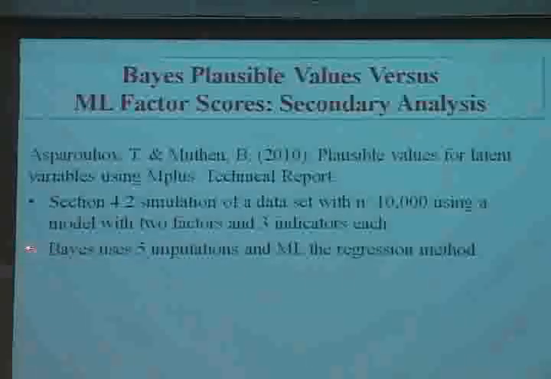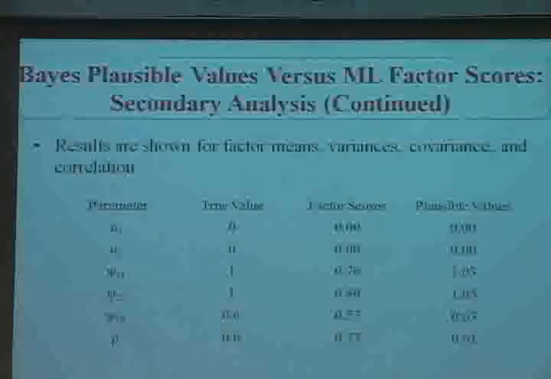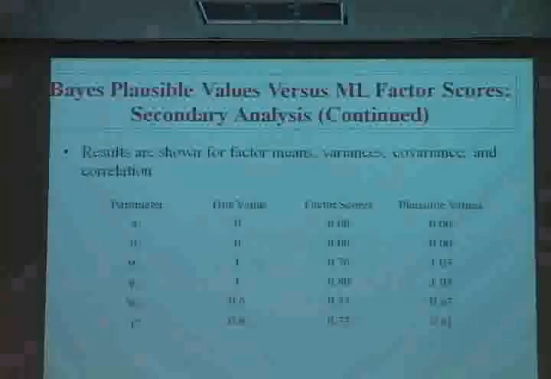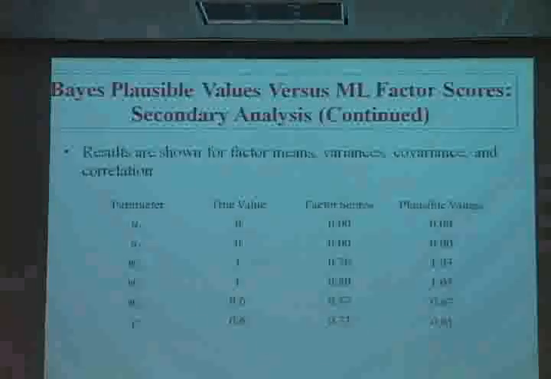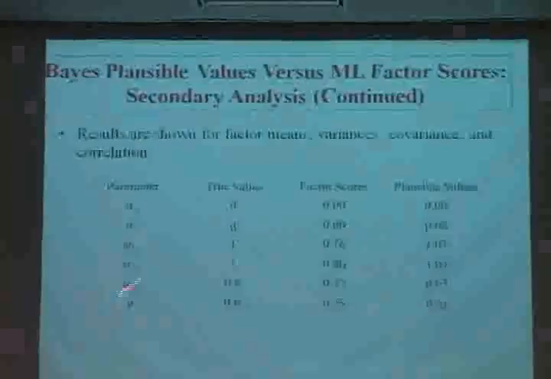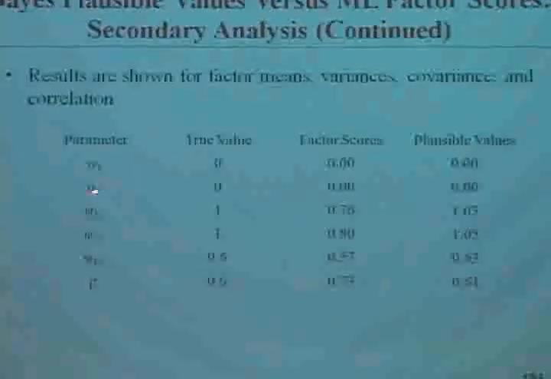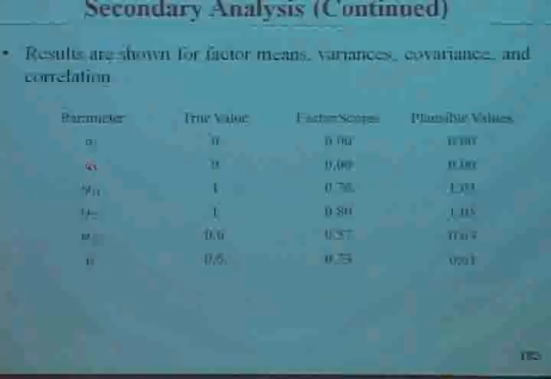Again, here because this is going to be a secondary analysis of the plausible values, we only use 5 imputations. ML, again, will use this linear combination of the observed data. And the secondary analysis that we're going to conduct is basically using these factor scores, Bayes factor scores or ML factor scores, to compute the sampling distribution. So we have 2 factors. This is supposed to be alpha 2 here. Alpha 1 and alpha 2 are the means.